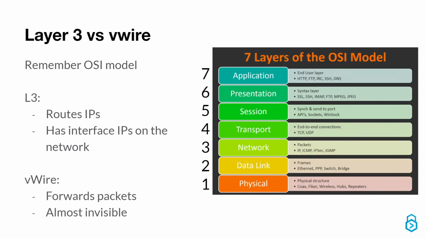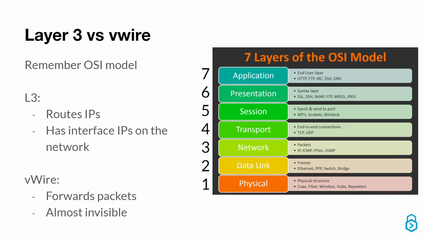So layer 3 versus layer 2. Layer 3 is network, so that's like IP and stuff. Layer 2 is data link, so that's like MAC addresses and stuff. Very brief. So basically, Palo at layer 3 means that it's going to actually do routing, it's going to have an IP address, it's going to be visible on the network somewhere, so it's probably going to be the network gateway or something.